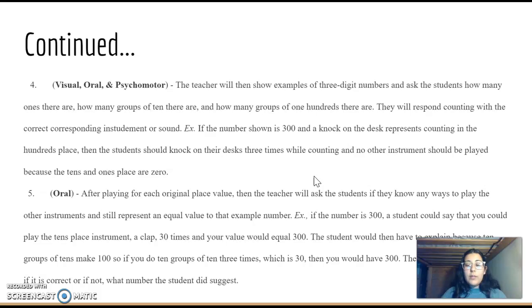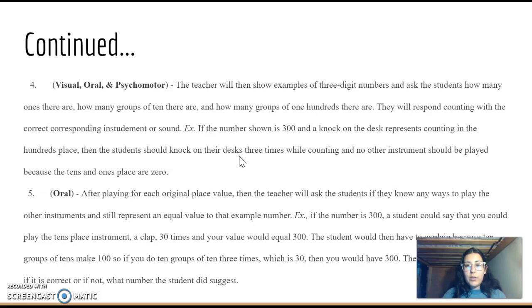And so in this example that I have, if the example was 300, they would knock on their desk 3 times going 1, 2, 3, and you should not hear any other instrument because the tens place is a 0 and the ones place is a 0. So if you hear clapping or snapping for this example, or any other instrument, that would be incorrect.